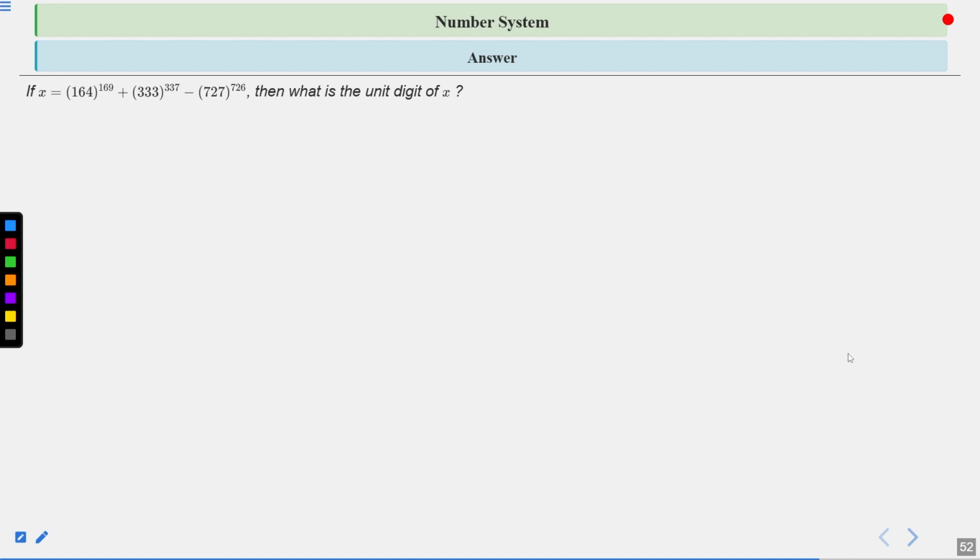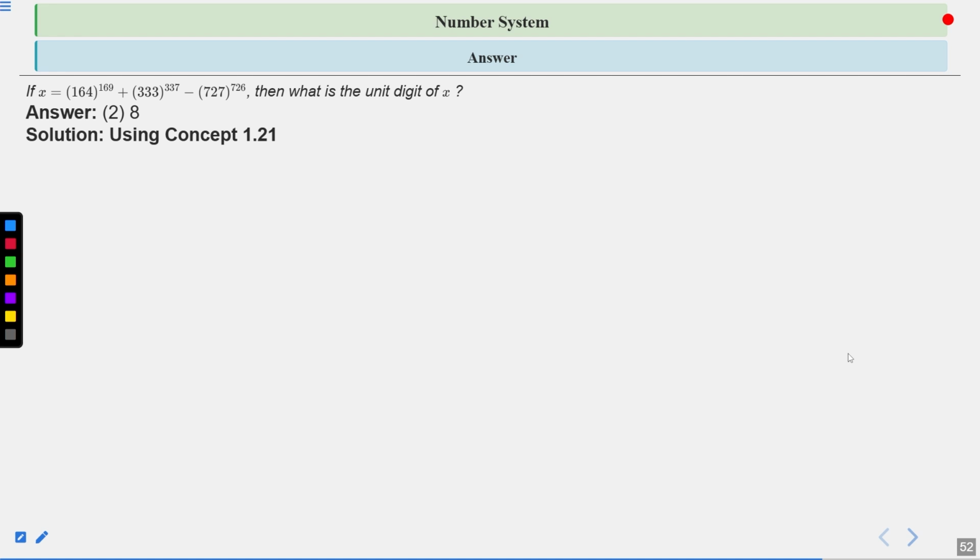This is our given expression and we need to calculate the value of x. What is the unit digit of x? We can calculate it by applying the unit digit formula, the properties of unit digit. So the correct answer of this question is the second one, which is 8.